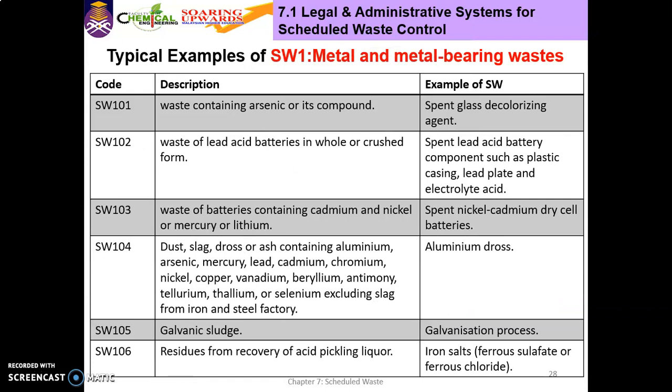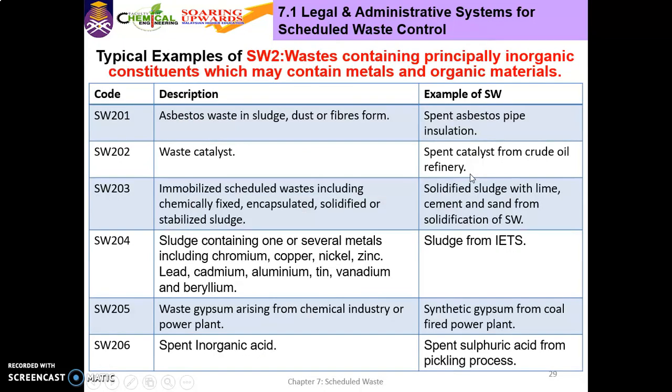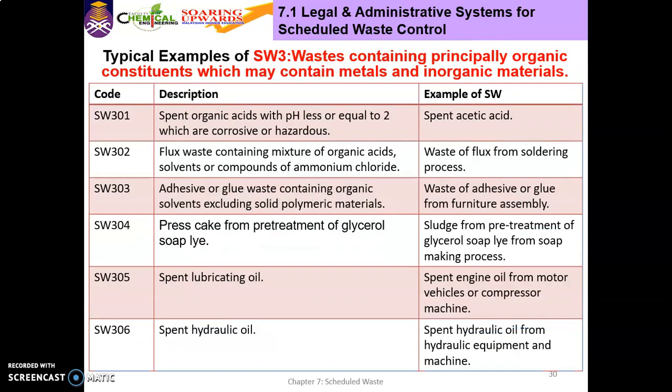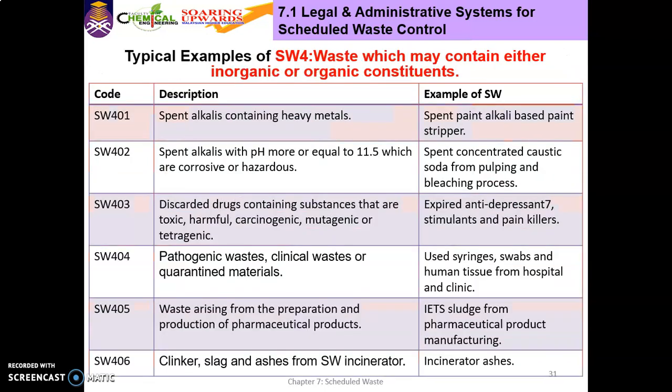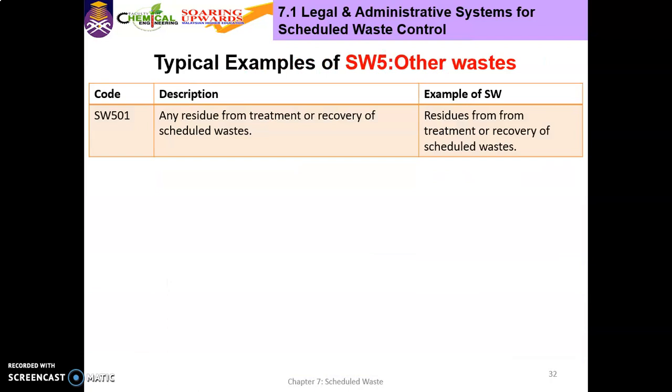This is also some examples of scheduled waste: the code, the description, and the example. This is under code 2. This is under code 3, waste containing principally organic constituents. And this is under code 4, either inorganic or organic. And lastly, code under 5, other waste. Example, residue from treatment or recovery of scheduled waste.